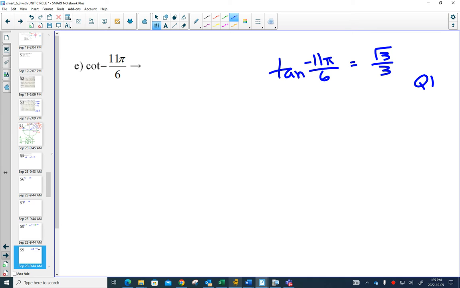So now, since tan of negative 11 pi over 6 is root 3 over 3, that means cotangent will be 3 over root 3. And again, maybe remember that this was originally 1 over root 3. So this is the same as root 3 over 1. And you have to be able to switch back and forth if you had multiple choice questions.